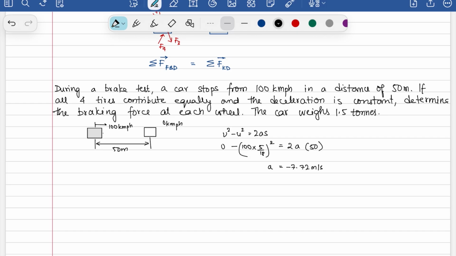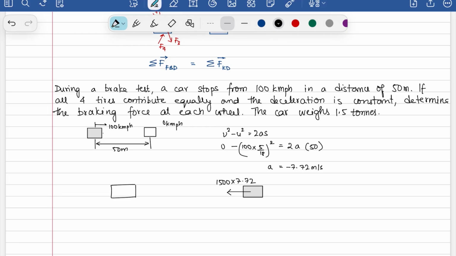That means that we can have a kinetic diagram where we're drawing all of our inertial forces. So you'll have it in the opposite direction to motion. It's in this way. You have mass that is 1,500 kgs times 7.72. This is your kinetic diagram.